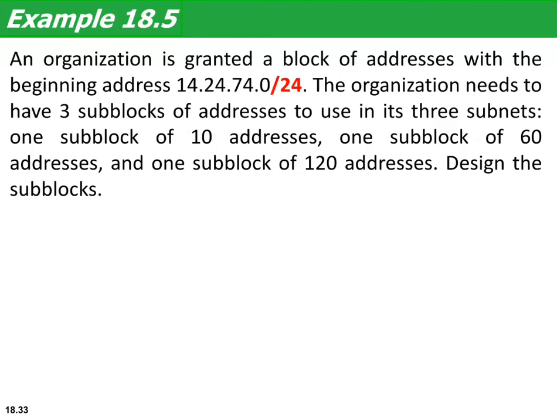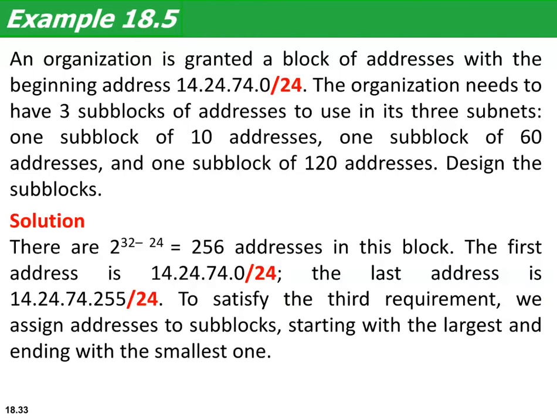So n is the prefix length, which is 24. So we get 2 power 8, which is 256 addresses. The first address is obtained by keeping the first 24 bits and making the 32 minus 24, that means the LSB 8 bits, zeros. So we obtain the first address, which will be the beginning address, 14.24.74.0/24, which is already given in the question.